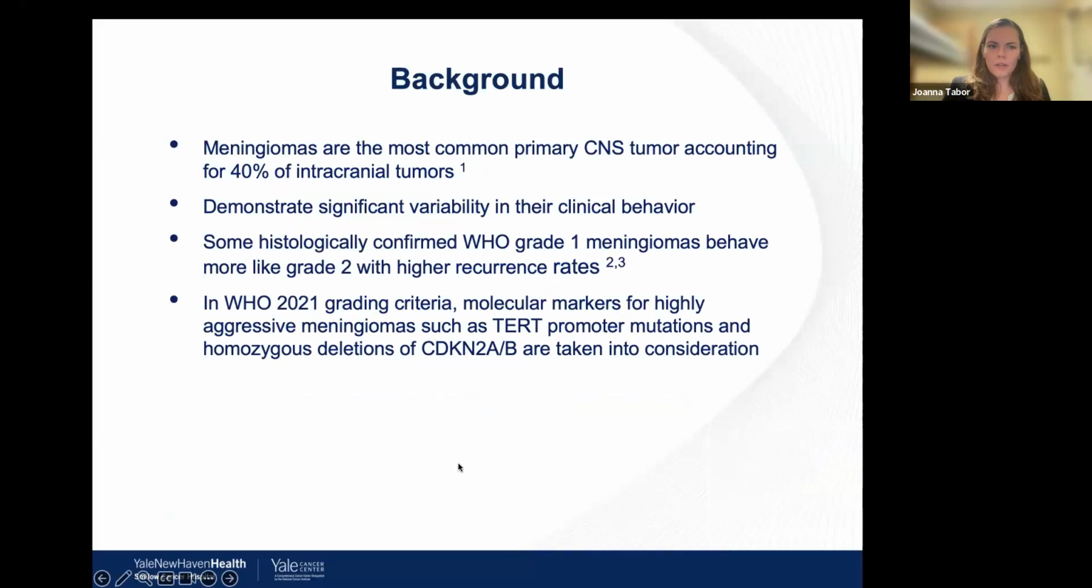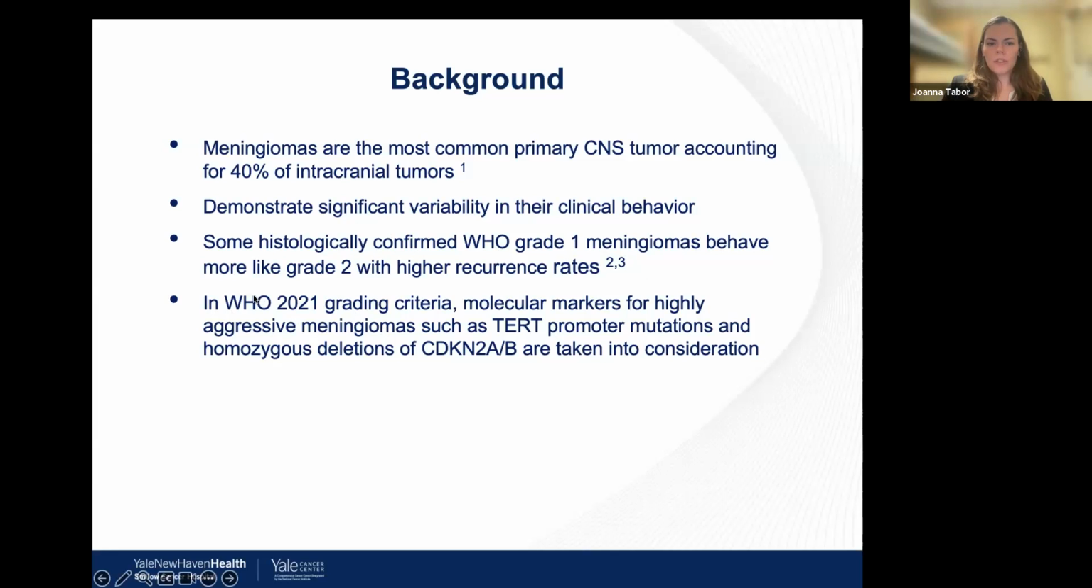So just for some background, as we all know, meningiomas are the most common primary CNS tumor, and they really demonstrate a significant variability in their clinical behavior. So we see that some histologically confirmed WHO grade 1 meningiomas actually behave more like their grade 2 counterparts with higher recurrence rates, and this isn't well characterized or captured by the histologic framework of the old WHO grading criteria.